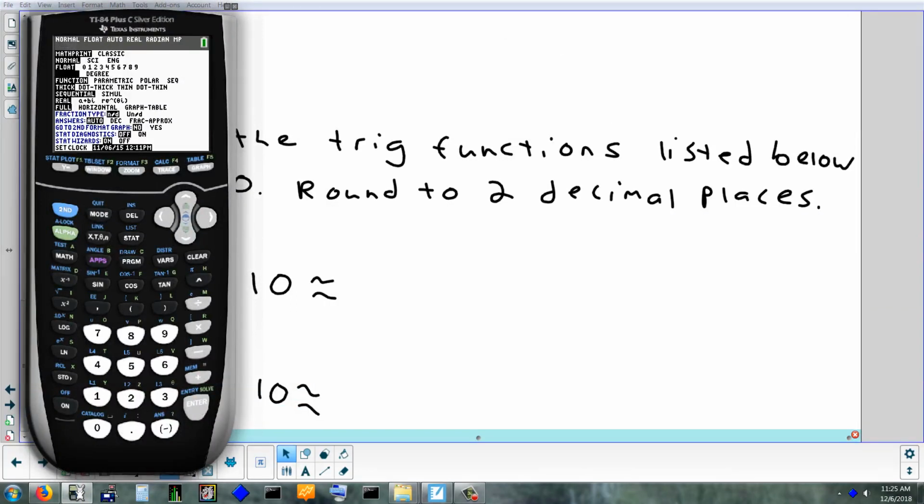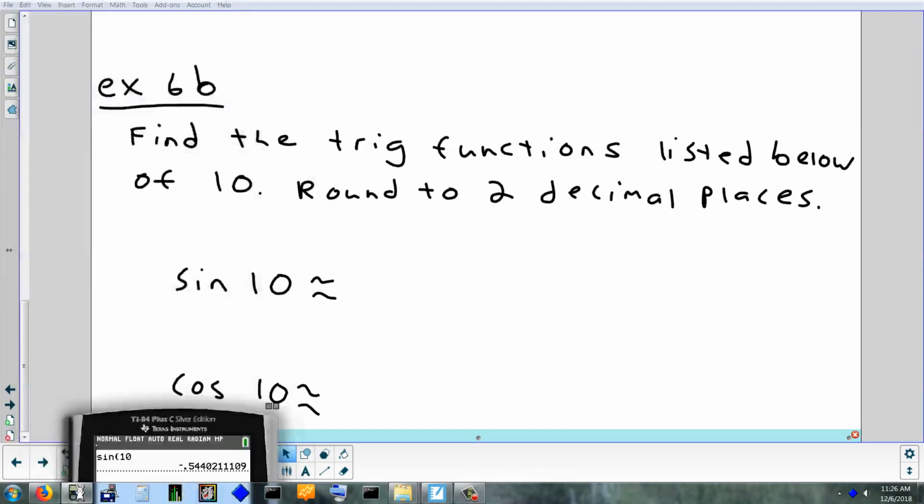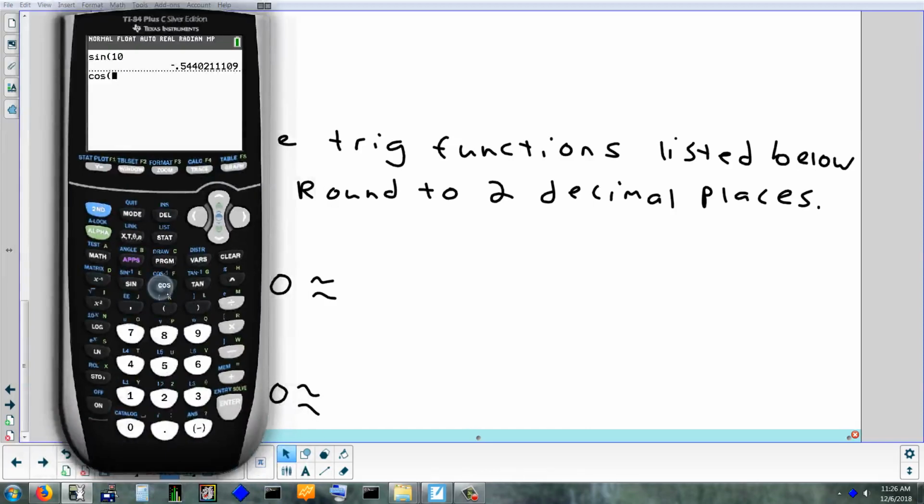Okay, so switch to radians, and now type it in the same way. What button did you press for that? Same way we changed to degrees and radians, just under mode. Just hit enter, and it'll tell you right at the top what mode you're in, if you're using one of my calculators. Sine of 10, what's the other one they want? Cosine. And there's your 2 answers.